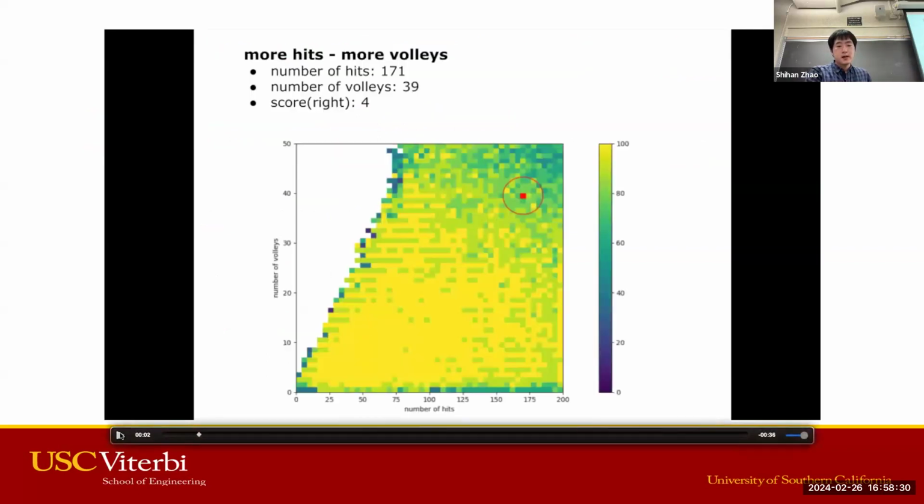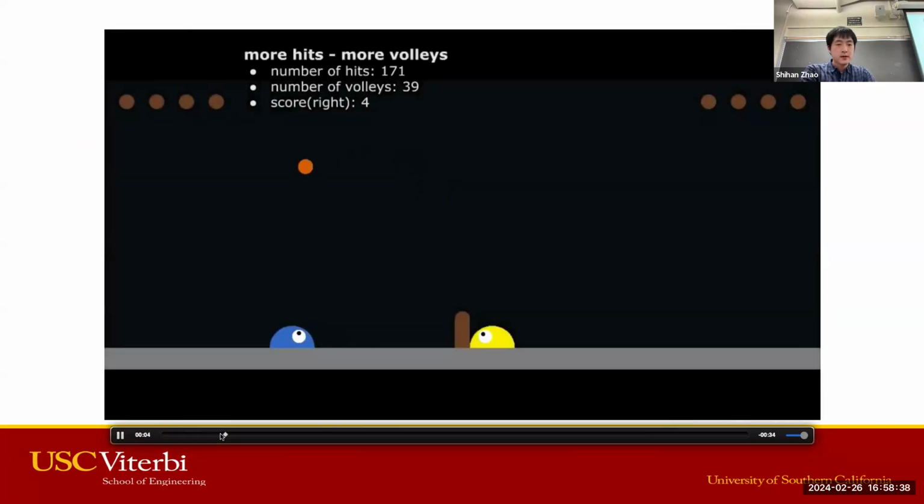And again, here we show the archive. So this first one is supposed to have a large number of hits and also a large number of volleys. As you can see, the way these two agents behave is that they try to stick close to the net, because intuitively this is the most straightforward way of getting more hits and more volleys, because the agent can just do these small bounces.